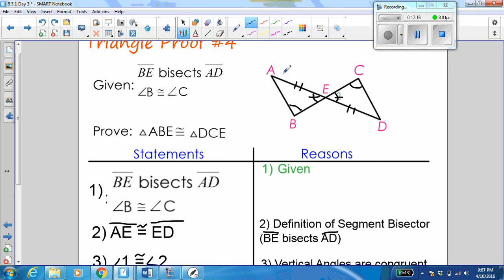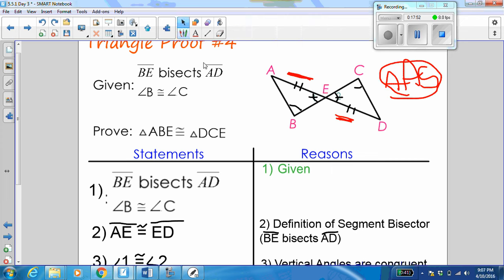Notice the congruent sides are not in between. If this side was congruent to that side, then it would be angle, side, angle. But because it's not the included side, it follows that we go angle, angle, side. So very similar to angle, side, angle, and really it's just another way, an easy way in some situations, to prove two triangles are congruent.